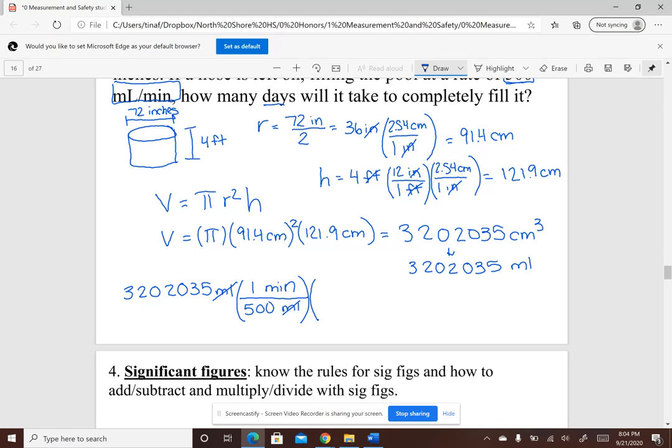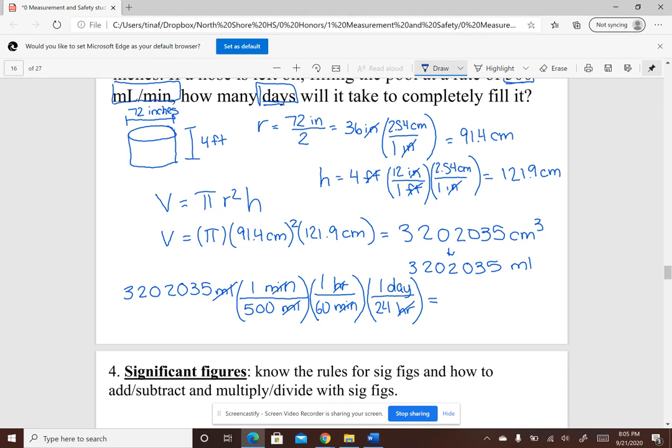So now I want to know how many days it's going to take to fill the pool. So now these are just easy conversions. I know that there's 60 minutes in 1 hour. So this is going to help me get rid of minutes. And I know that there's 24 hours in 1 day. So that's going to get rid of hours for me. And now I'm left with days, which is what I want to be left with. That's what it says right here.